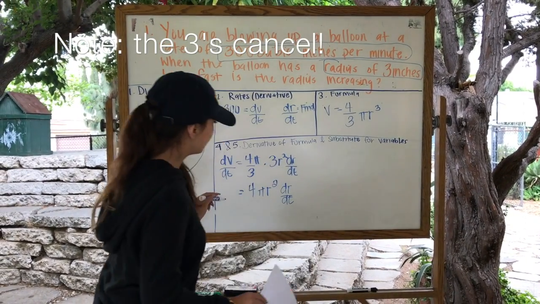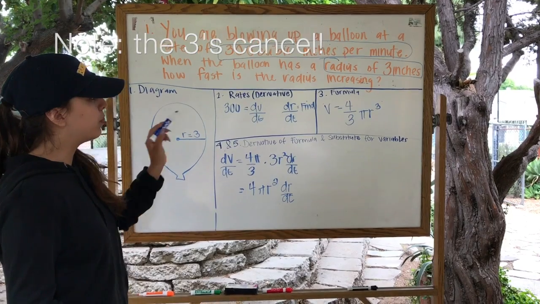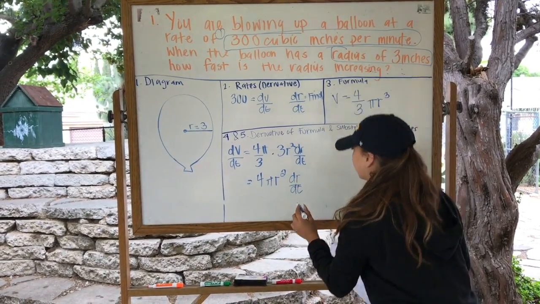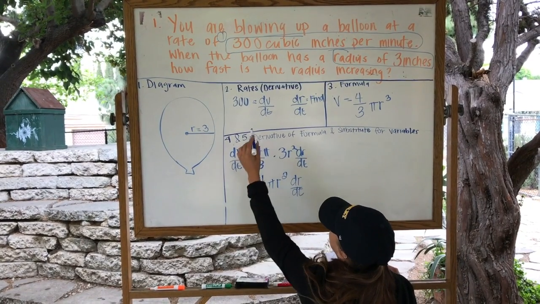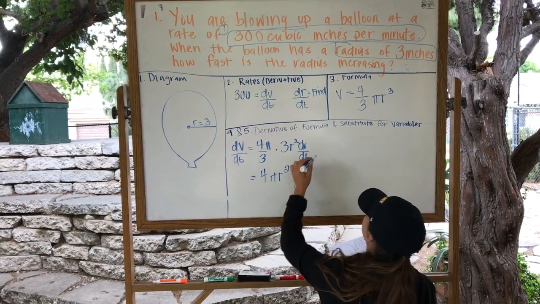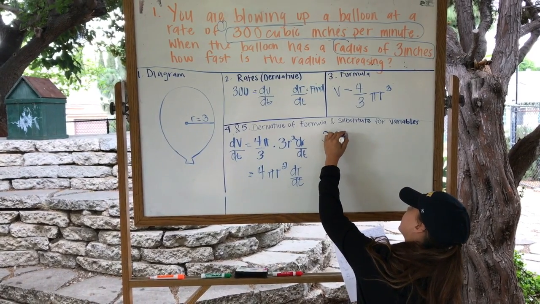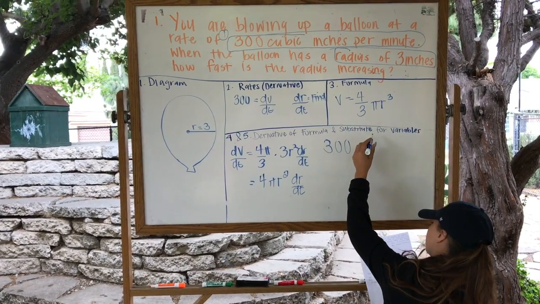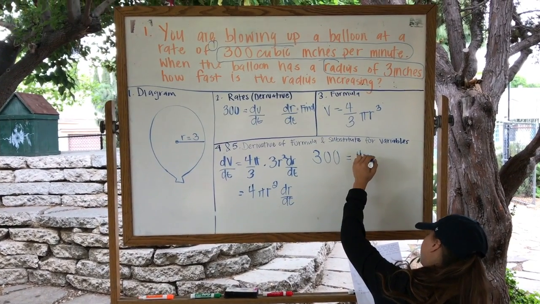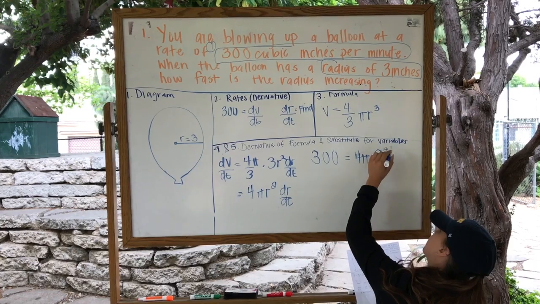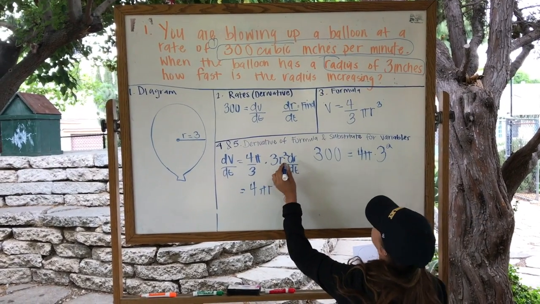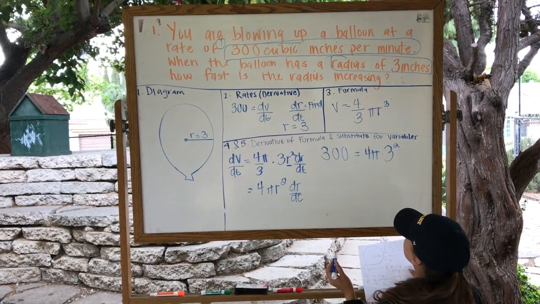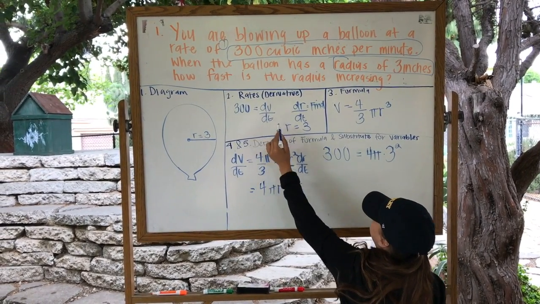So our dr/dt is what we want it to equal, and that's over here. dV/dt, we already know what that is. That's going to be 300. Let me put this over here. And this is when we begin our substitution step. So 300 equals 4 pi times 3 squared, because the 3 is the radius over here. Oh, sorry, r equals 3 here. And we plugged in dV/dt.